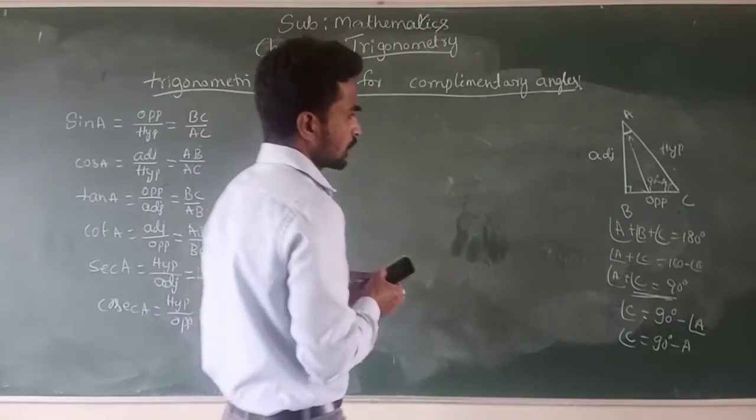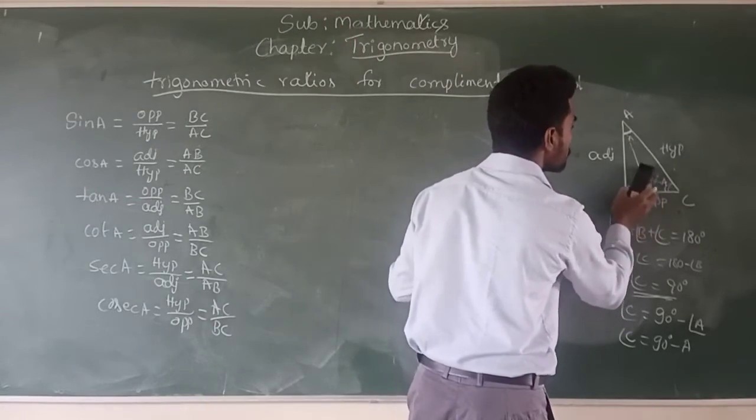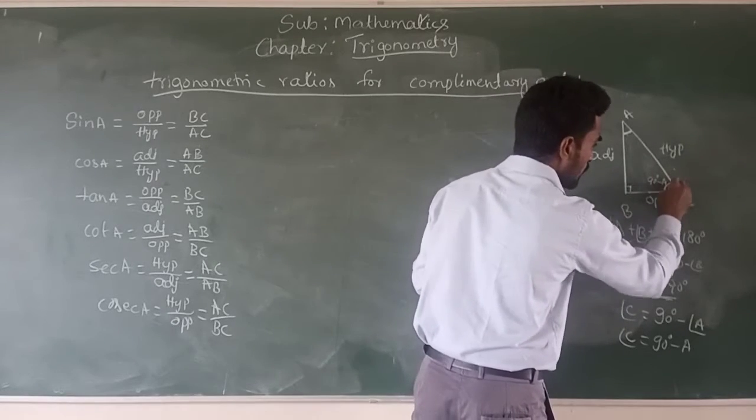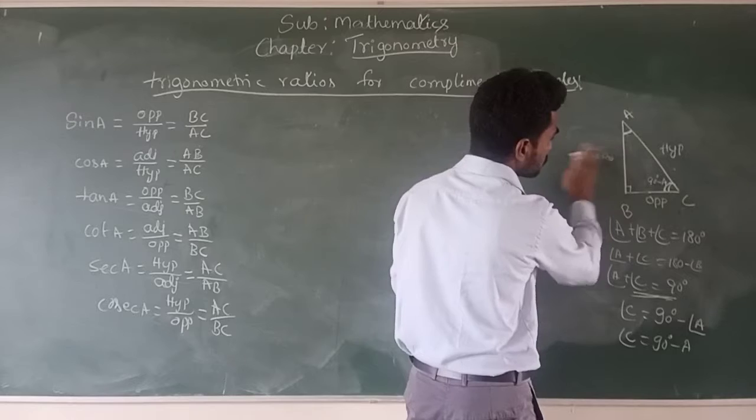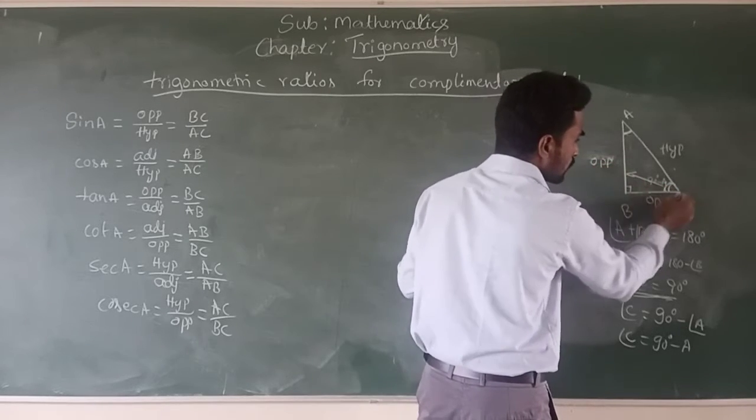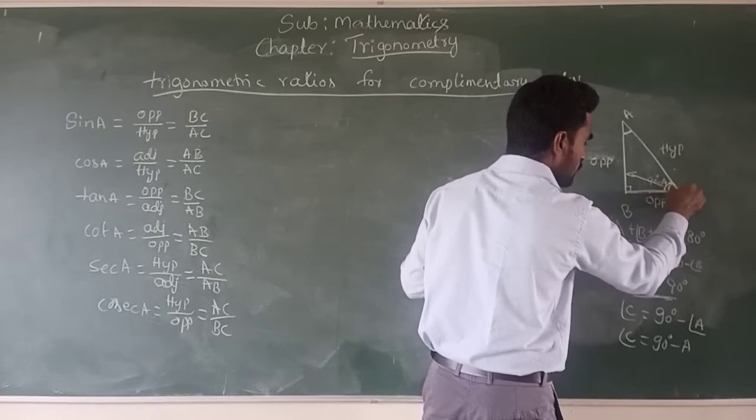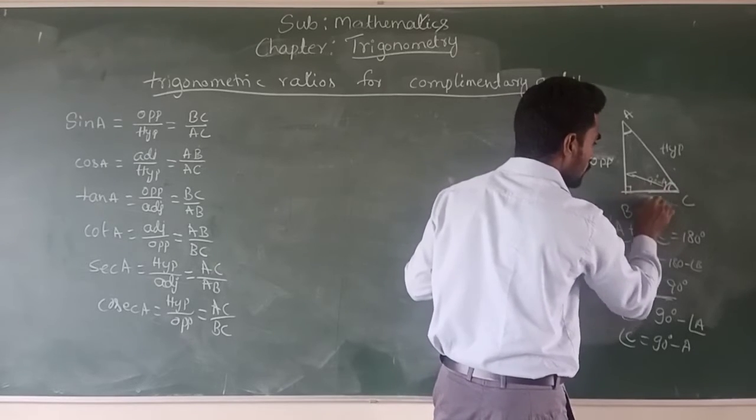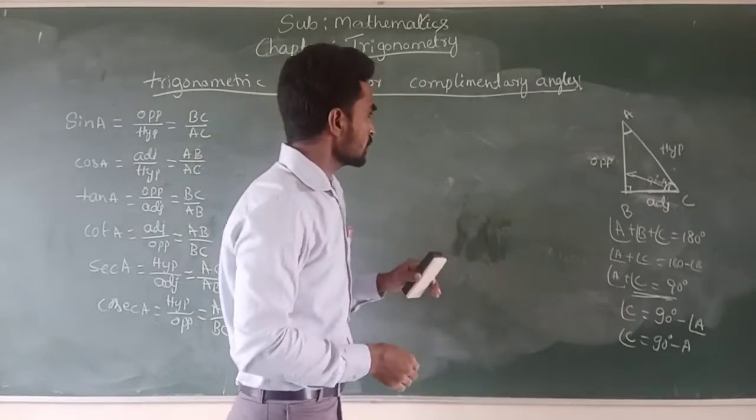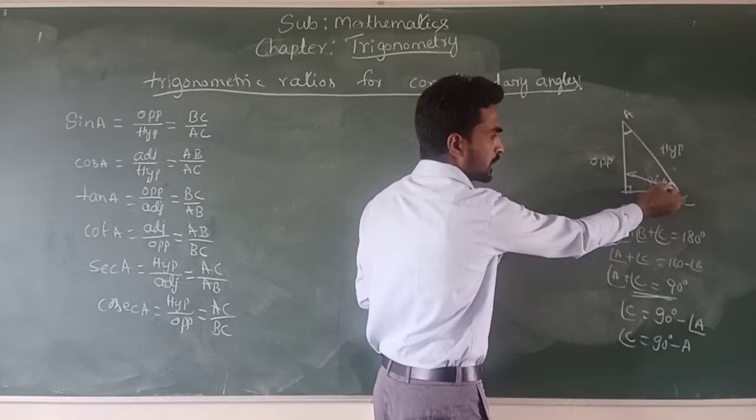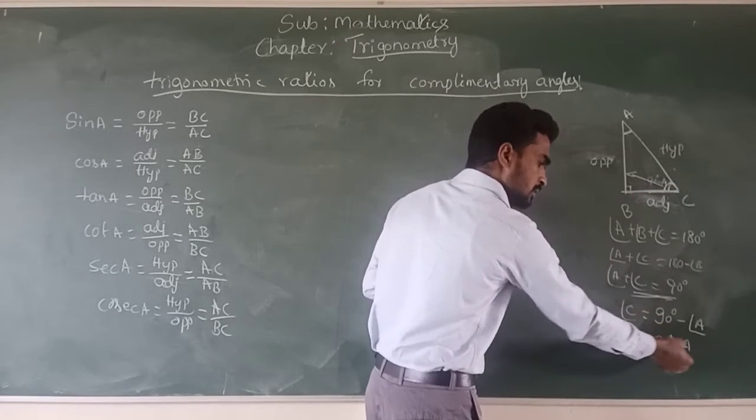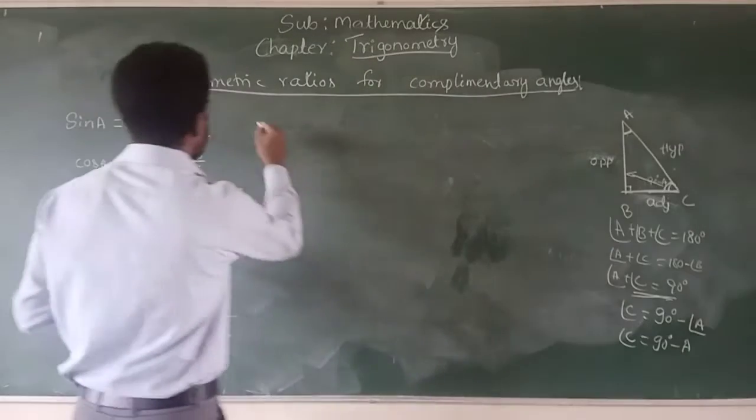Now apply for angle C. The side opposite to angle C is called the opposite side. The side that includes angle C is called the adjacent side. The side opposite to 90 degrees is called the hypotenuse. Now applying trigonometric ratios for angle C, angle C can be written as 90 degrees minus A.